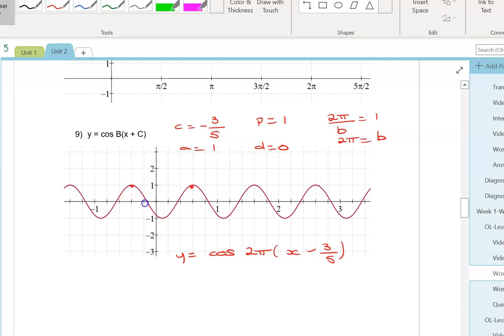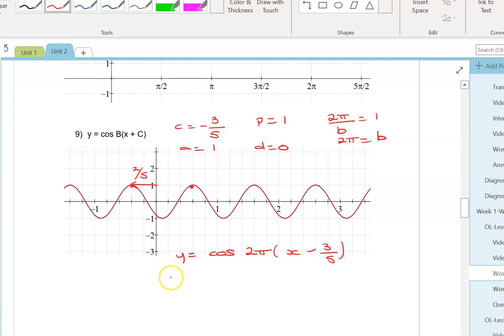Actually, let me draw that line up where it would normally start. It would normally start here, and it's gone this way to that point there. What we can see is that because it's gone left, it's a positive value of c, so there's a plus c, and we work out that it's gone back 2/5 in that direction. Nothing else has changed. The period's still 1, A is still 1, and D is still 0.